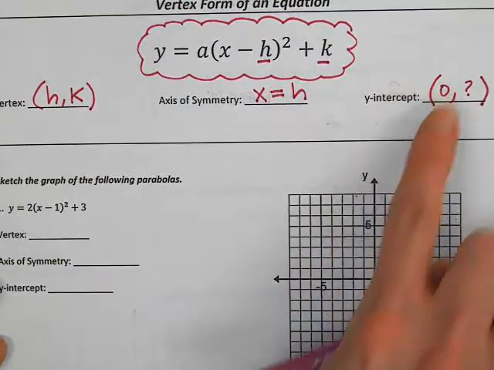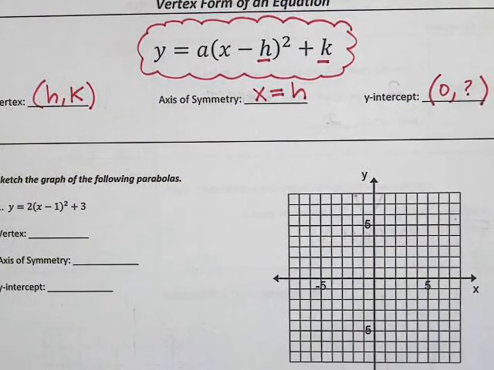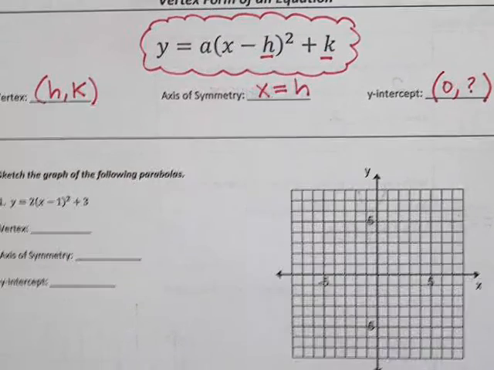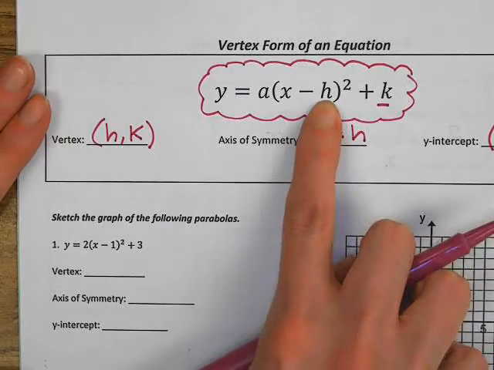So whatever you get when you plug in 0, that'll be your y-intercept. All right, let's try some. Okay, so number 1, what's the vertex? Well, remember the vertex is h comma k.